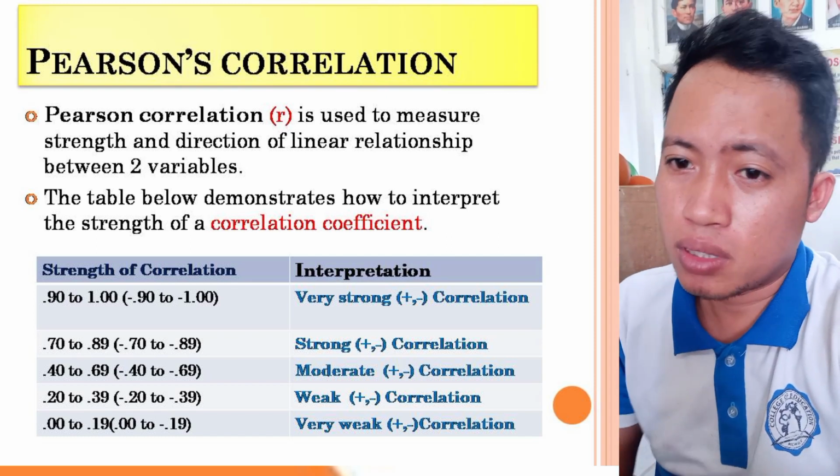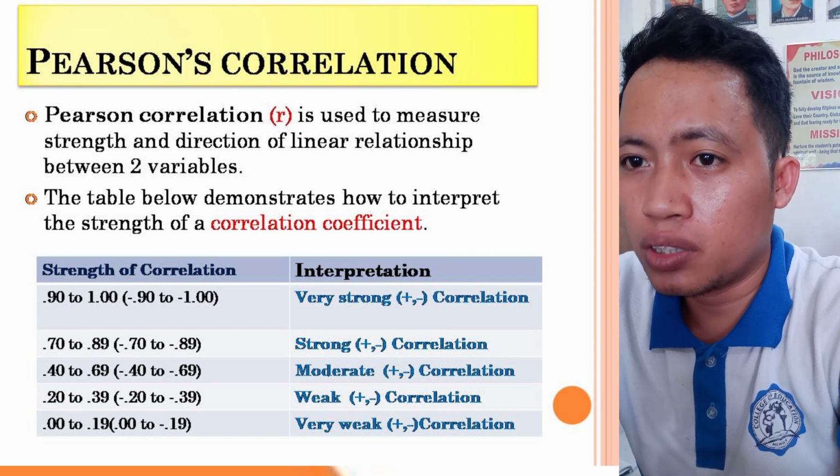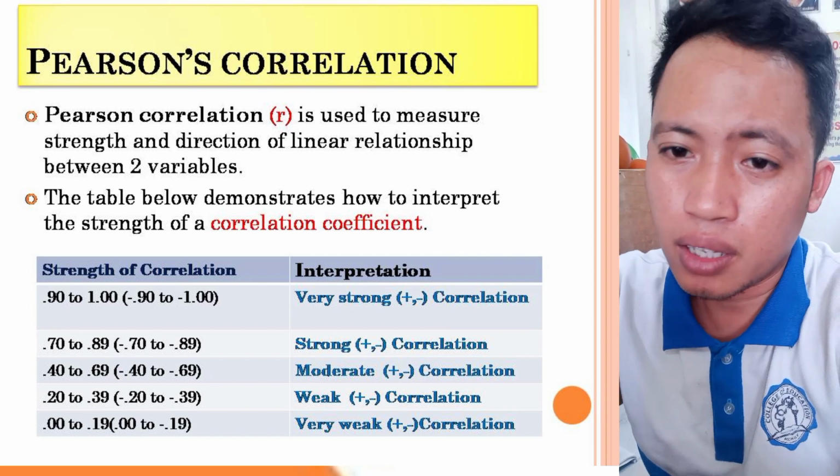Okay, understood? Please take note of this table of values about Pearson's correlation so that you will be guided in terms of interpreting the strengths of your study. Okay?